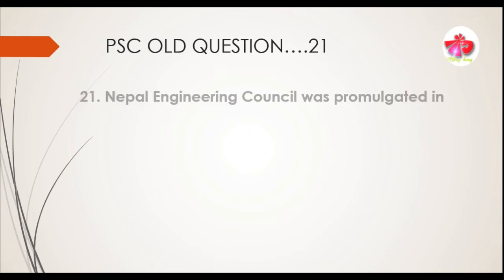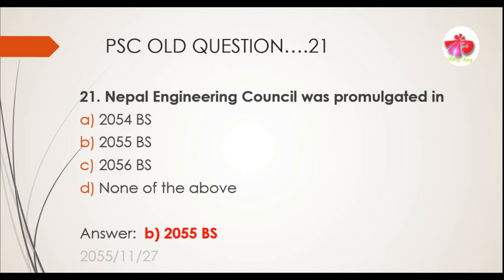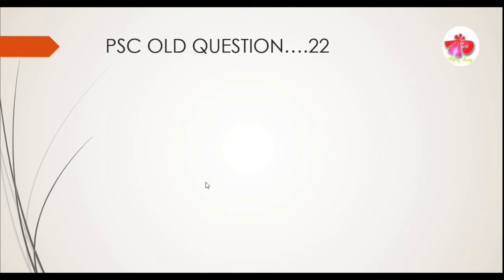Question number 21. Nepal Engineering Council was promulgated in the year what? A is 2054 BS, B is 2055 BS, C is 2056 BS, and D is none of the above. So friends, Nepal Engineering Council was promulgated in the year 2055 BS. So option B will be the correct answer here. In 2055/11/27 Nepal Engineering Council was promulgated. Question number 22.